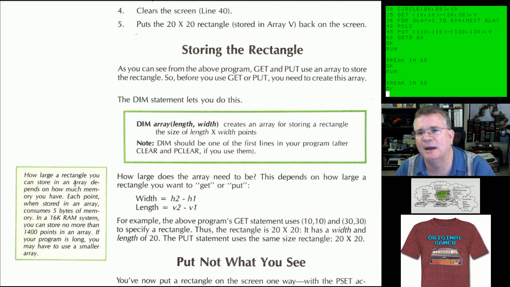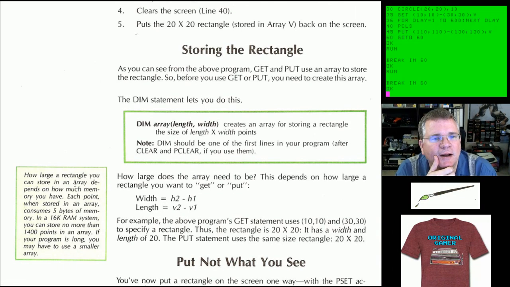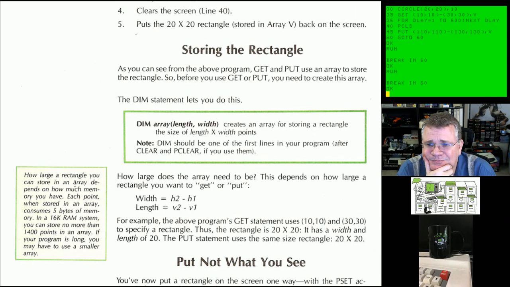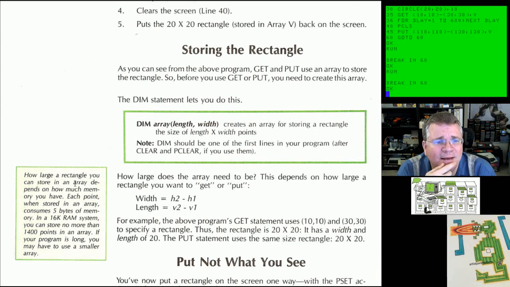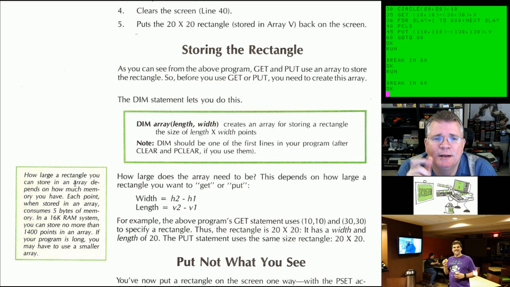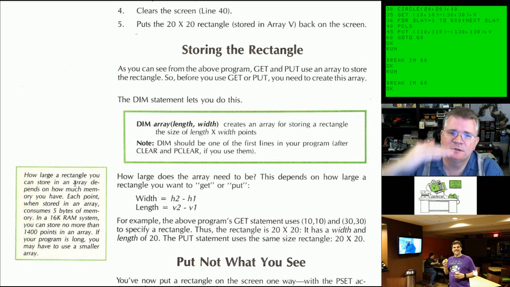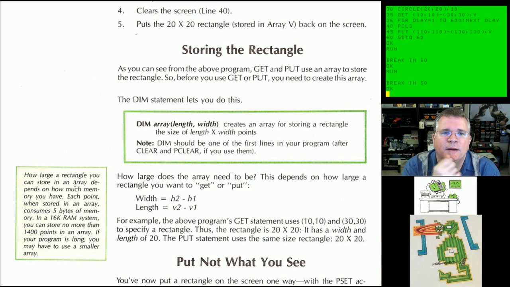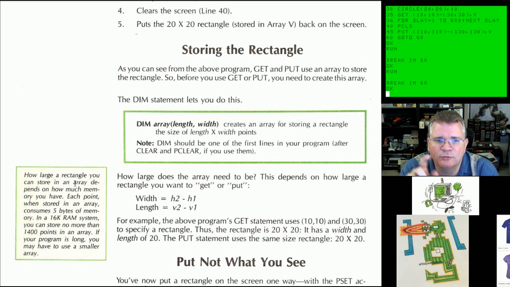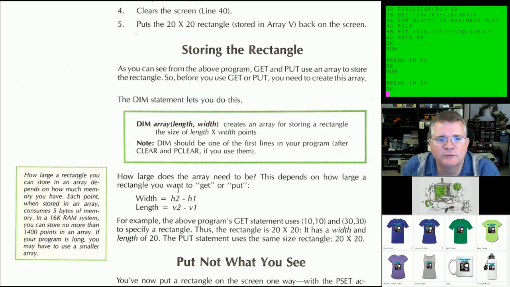So I'm not sure how that math works out there. I'm not even going to try to figure it out, but they're saying that each point, meaning each pixel, takes up 5 bytes of memory. That's crazy. That's crazy talk. All right, so we're going to dim an array. That dim statement should be high up towards the top of your program. We use that to reserve space in memory to store the pixels, the grid of the pixels.